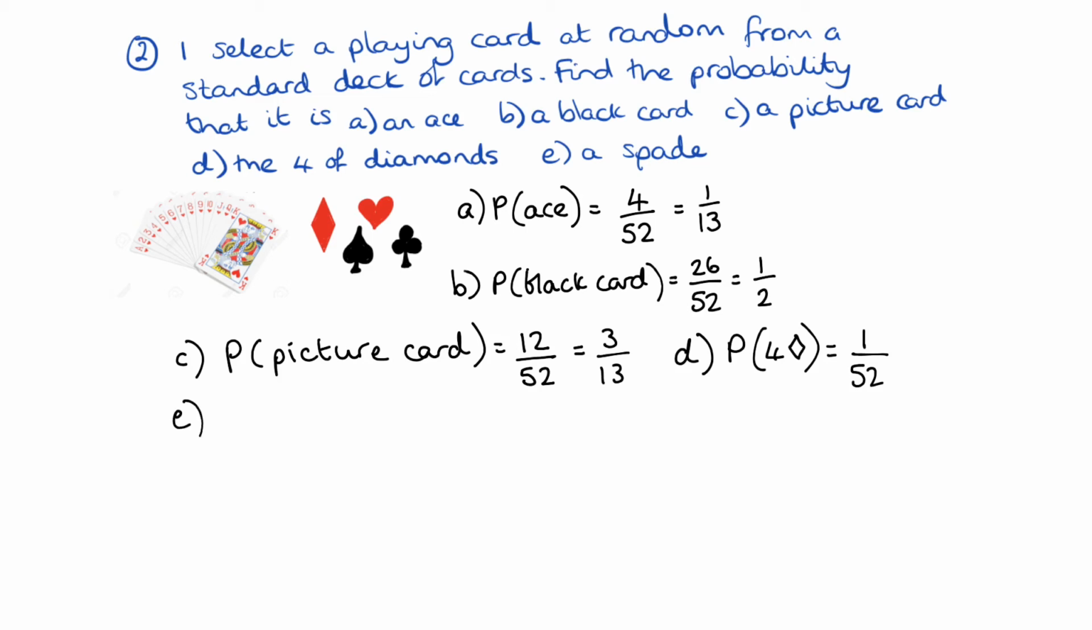Okay, and then the last one, probability of getting a spade. Well, again, 52 cards. Spades are one of the suits, it's this one. And so there are 13 cards in that suit. 13 and 52 are both in the 13 times table. So it simplifies to 1/4, which makes sense anyway, because 1/4 of the cards in the pack are spades, because there's 4 suits. Okay?